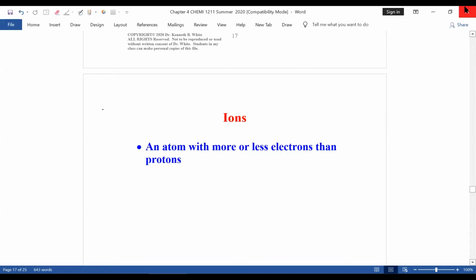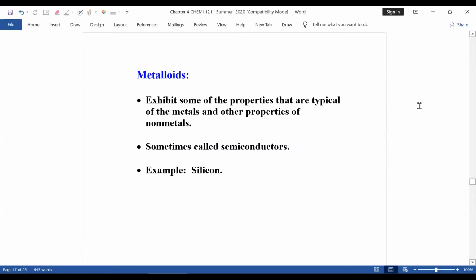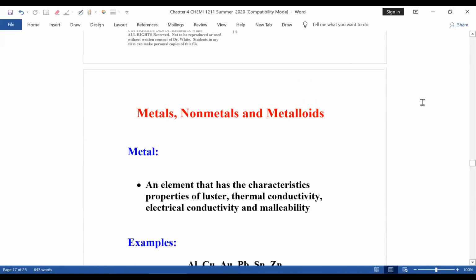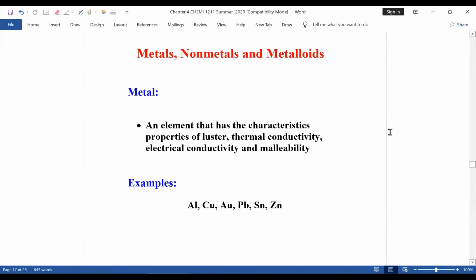All right, I was talking in chapter 4 about metalloids, which you can skip. We talked about in the periodic table which elements are metals. And you should know, I was thinking about this over the weekend, that a metal has luster, thermal conductivity, electrical conductivity, and it's malleable.